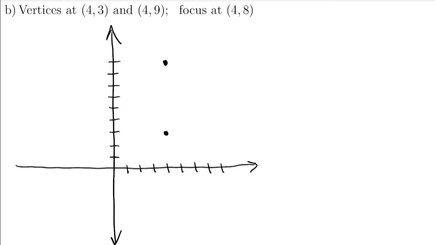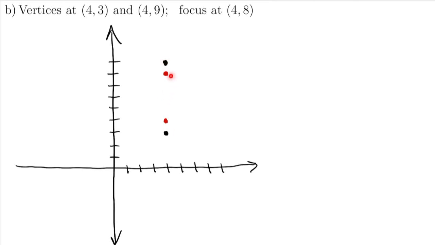And then I have a focus at 4, 8. So I'll do this in red. There's a focus. And what I want to point out is with ellipses, we have this symmetry, right? The distance between this vertex and this focus is 1. That's going to be the same down here with this vertex and the focus down here. So I can actually go ahead and plot this point here. That distance is 1.